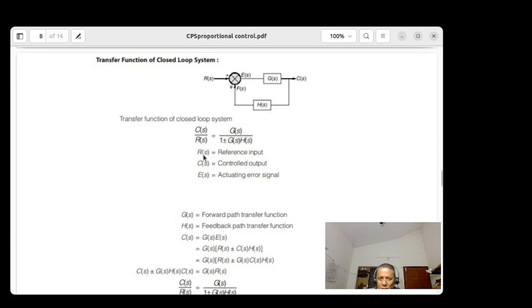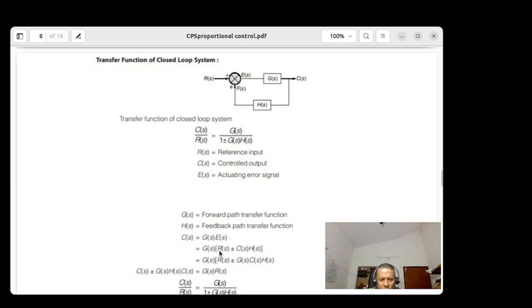So R of s is the reference input, C of s is the controlled output, E of s is the actuating or error signal. G of s is known as the forward path transfer function. H of s is the feedback path transfer function. And C of s is equal to G of s into E of s.